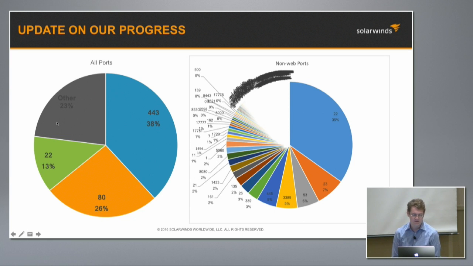So 23% are 36% is stuff other than web browsing. Right? And that's comprised of all of these ports over here. And this is a ridiculous graph, intentionally ridiculous, because it's showing that we have a lot of 22, a lot of 23, and then we just get into this long tail of all of these different ports we monitor.